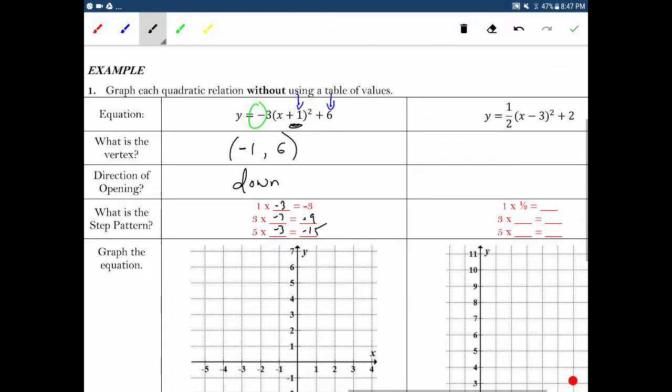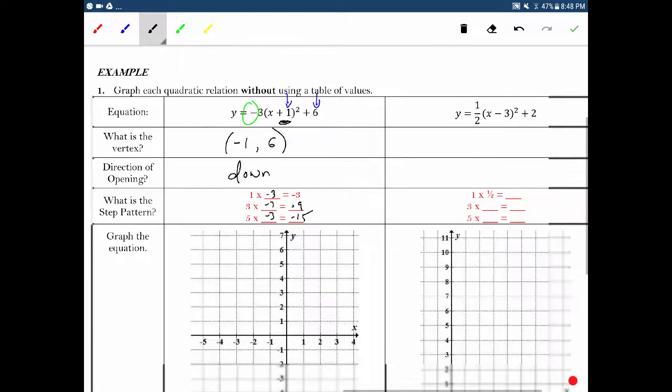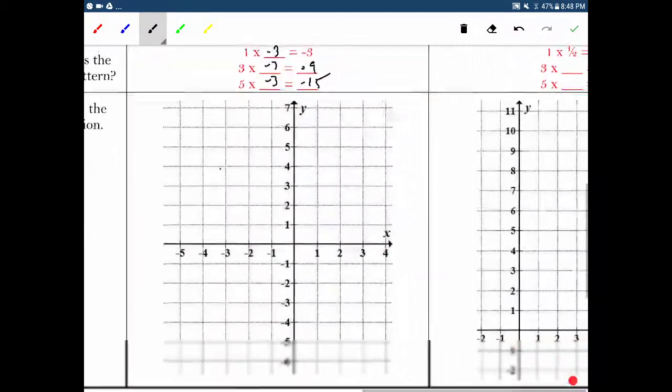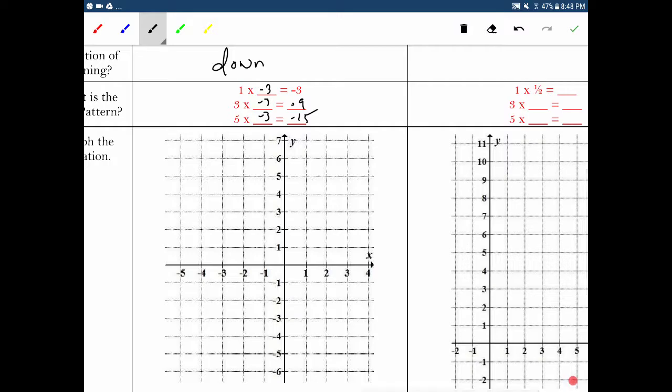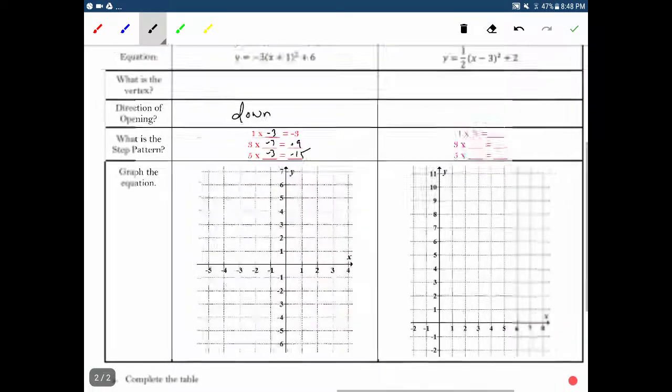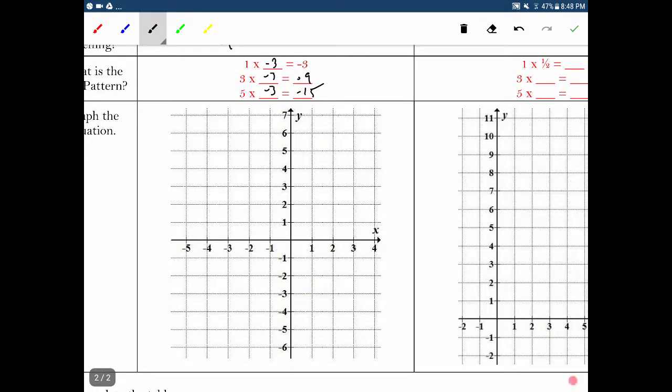And now we plot it. So, start with -1, 6. I'll start at the vertex. So we go -1. Wait, what was it? -1? Yeah, sorry, -1, 6. So that is right there. So there's our first one.